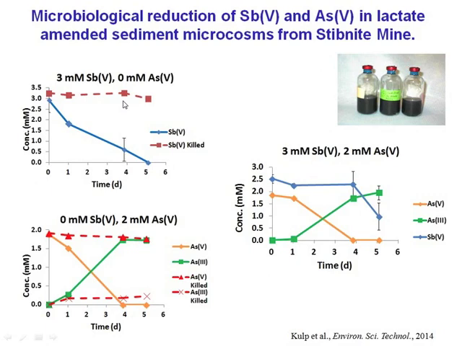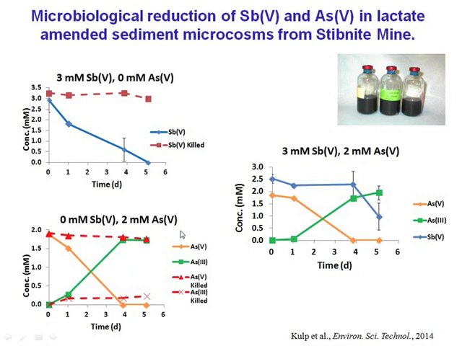Now we would like to see recovery as antimony 3 here, and we're not seeing it in these particular microcosms. I'll show you why in just a minute. But let's take a look here. When we give them both metalloids concurrently, we see that this population of organisms will use arsenic 5 first, and then when the arsenic 5 has been depleted, the antimony reducers kick in, and we see a loss of antimony 5 at that point.